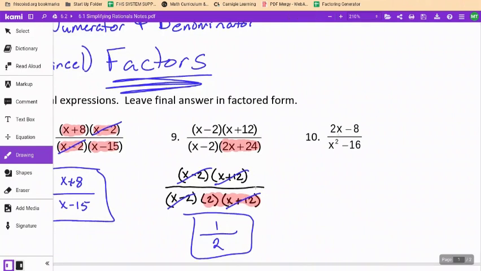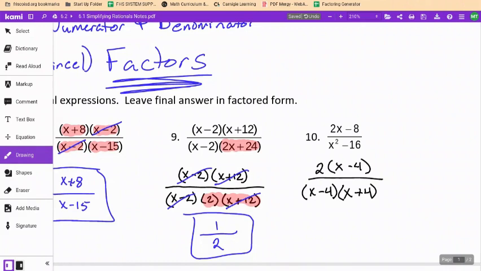So in number 10, nothing is factored. Okay, so that means I have to factor everything. So the numerator factors to be 2 times x minus 4. Okay, and then the denominator is the difference of 2 perfect squares. So we've practiced that before. So I have x minus 4 times x plus 4. Everything is completely factored now.